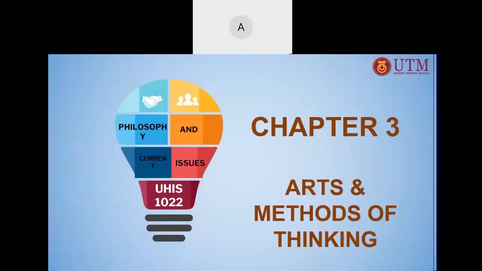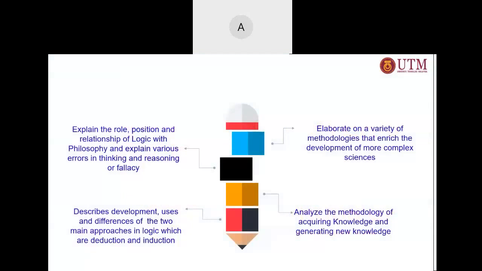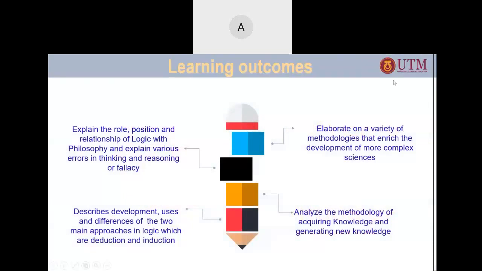Arts and methods of thinking. Okay, in learning this chapter, we hope that we can explain the role, positions, and relationship of logic with philosophy and explain various errors in thinking and reasoning of fallacy. And then we can elaborate on a variety of methodologies that enrich the development of more complex science.